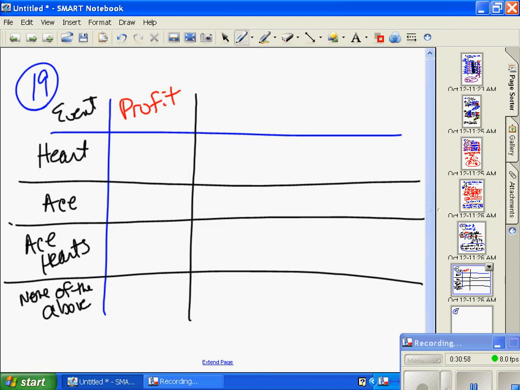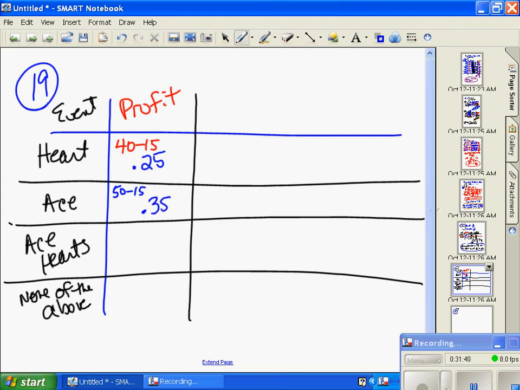For a heart, I'm going to get 40 cents. But I paid 15 cents to play the game. So if I take 40 cents minus 15, what's my profit? Profit is 25 cents. Okay, and I don't know if you want to use cents or dollars. I guess I'll use 0.25. How about that? It doesn't matter. Okay, for an ace, I get 50 cents. So I'm taking 50 cents minus my 15 cents that I paid to play the game. So I'm going to get a profit of 35 cents.